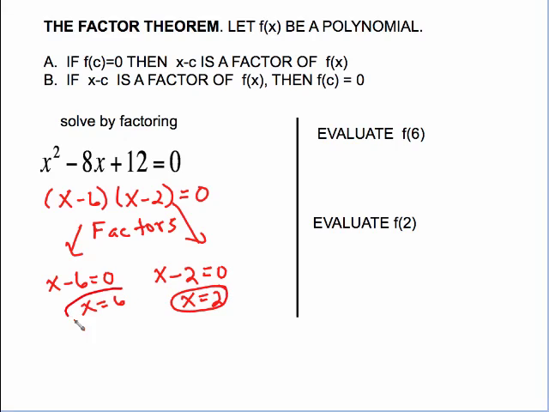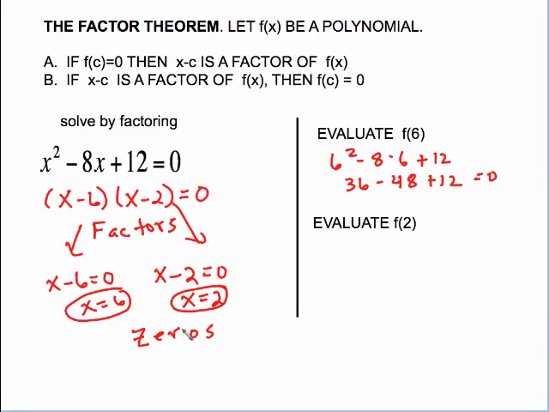Those are our solutions, but you also might remember from a previous lesson, these are also called zeros of the function. Now evaluate f of 6. If you put 6 in here for x, you're looking at 6 squared minus 8 times 6 plus 12. 6 squared is 36, 8 times 6 is 48, plus 12 gives me 0. That's why this is called a 0, because if we evaluate f of 6, we get 0. Same thing's going to happen with 2. 2 squared minus 8 times 2 plus 12. Do the arithmetic. That's 4 minus 16 plus 12 gives us 0.